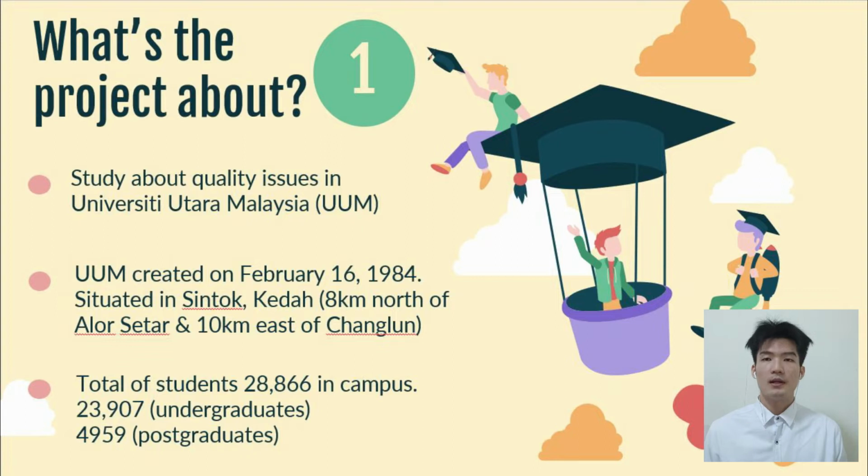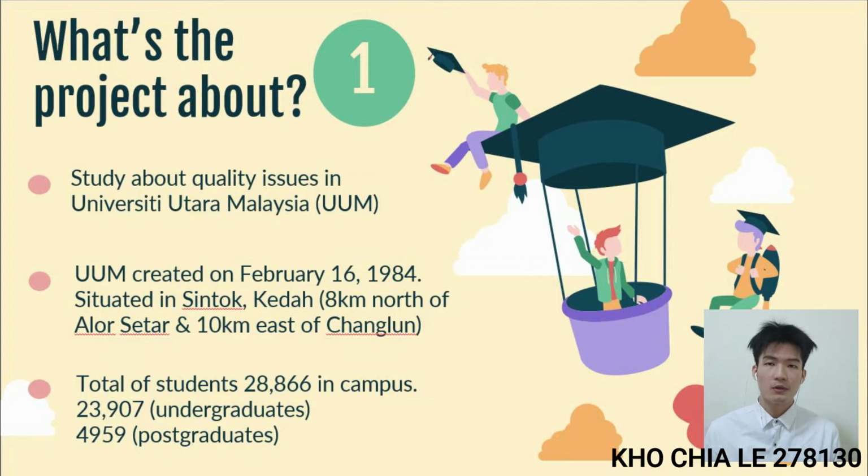In this project, an analysis has been carried out about the quality issues that occur in education centers. This project will focus on the education center in the local country, Malaysia. This project focuses on the quality issues which happen in Universiti Utara Malaysia, UUM. The UUM campus is in Sintok, Kedah. UUM is located 8 kilometers north of Alor Setar and 10 kilometers east of Changlun.